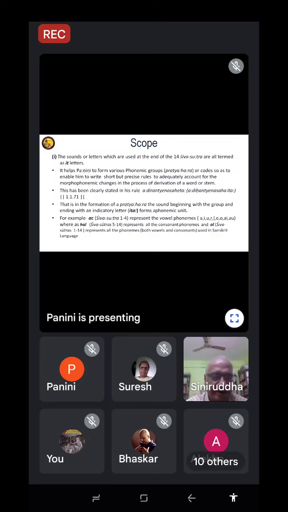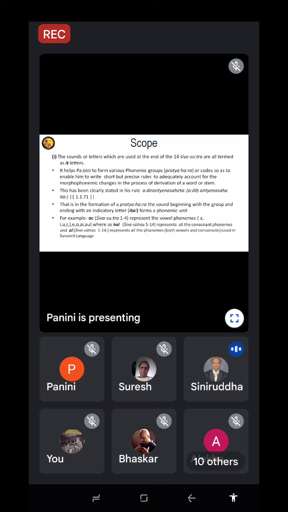Every code is made with a tagging, because there should be a limit; you cannot just expand anywhere. When it is ach, it means vowels. Examples I'll give you. In the formation of a pratyahara, the sound beginning the group is combined with the ending indicatory letter, the it. The sutra is adirantyena sahetA: adi and the it varna together. So adi is a in ach, and it ends with ch. The first and the last together make one group, called a pratyahara, and this group is indicated by ch.